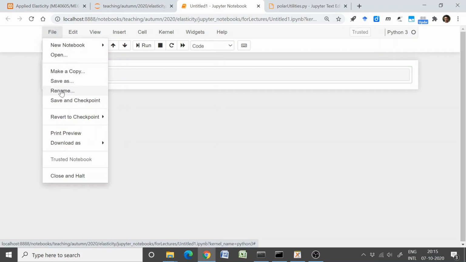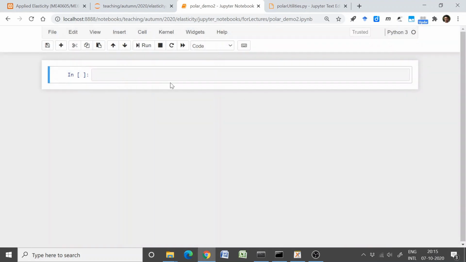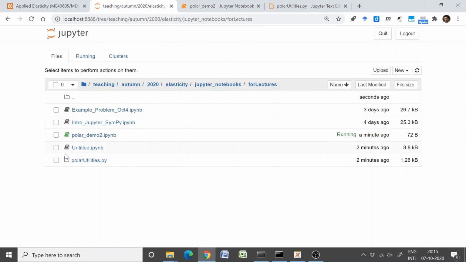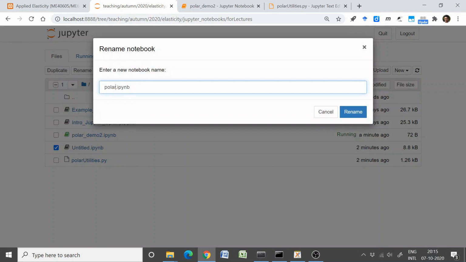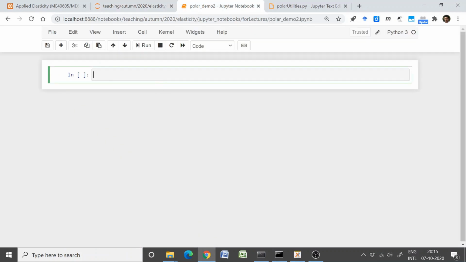Let's rename this. Instead of untitled, something meaningful. Maybe let's call this polar demo 2. I'll go back and name the other untitled file as polar demo 1. Okay, so let me get back to Polar Demo 2. So you see, I have not imported SymPy or anything here.